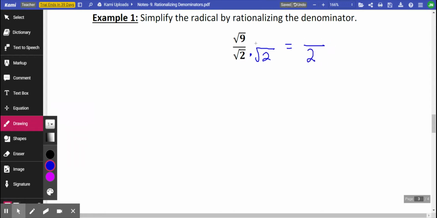On top, I'm still going to have square root of 9, but this time, whatever I do to the bottom, I have to do to the top, so I have to multiply the top by the square root of 2 as well. Whatever you do to the bottom of a fraction, you have to do that same exact thing to the top to keep the fraction balanced.